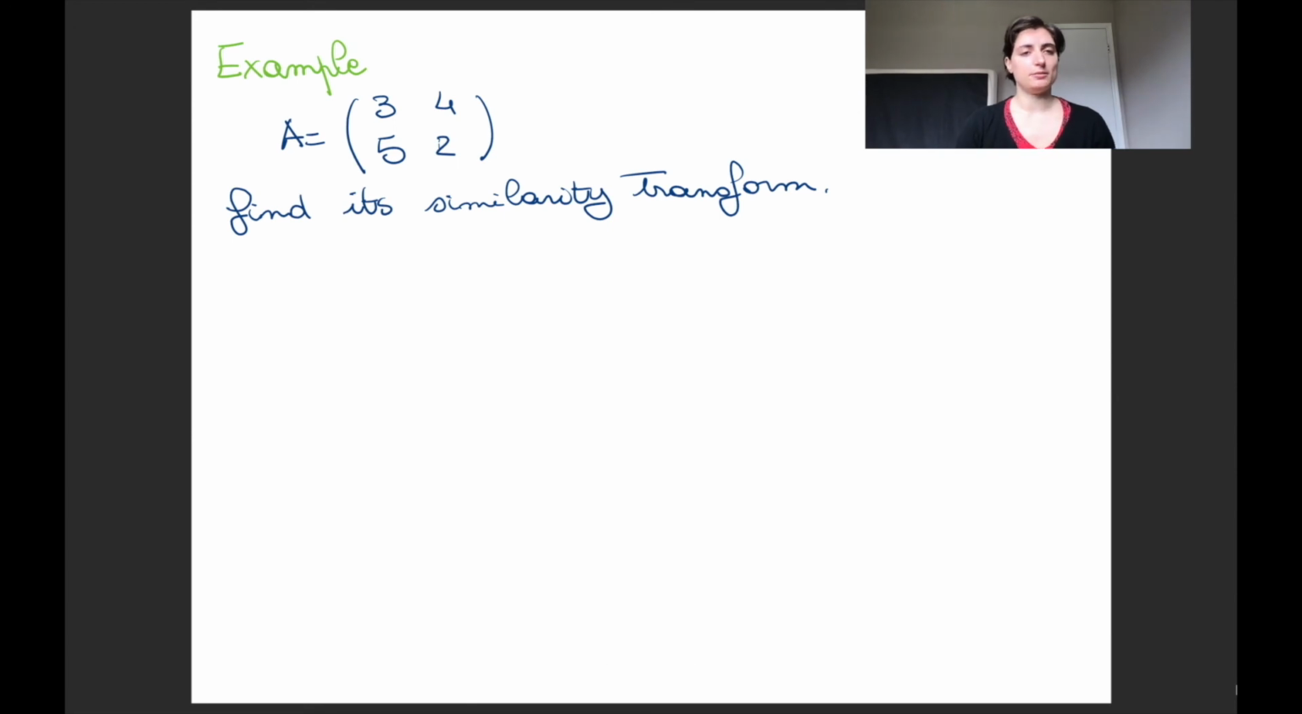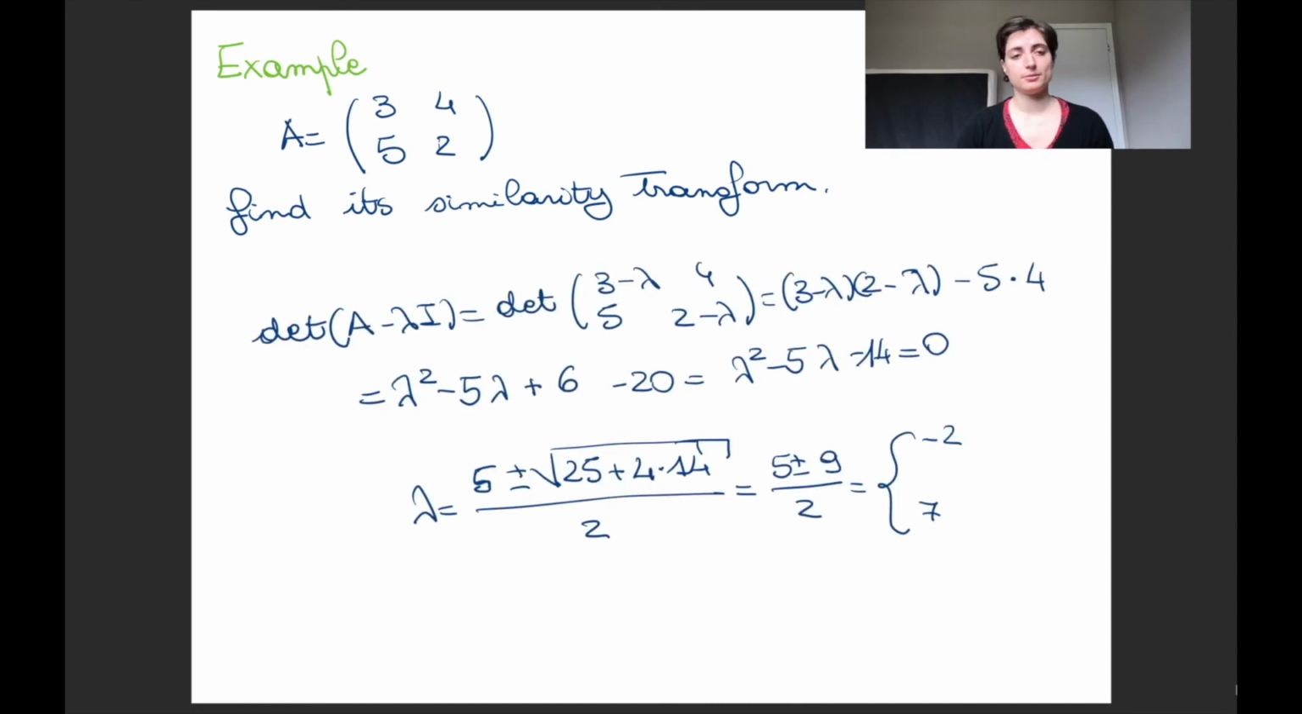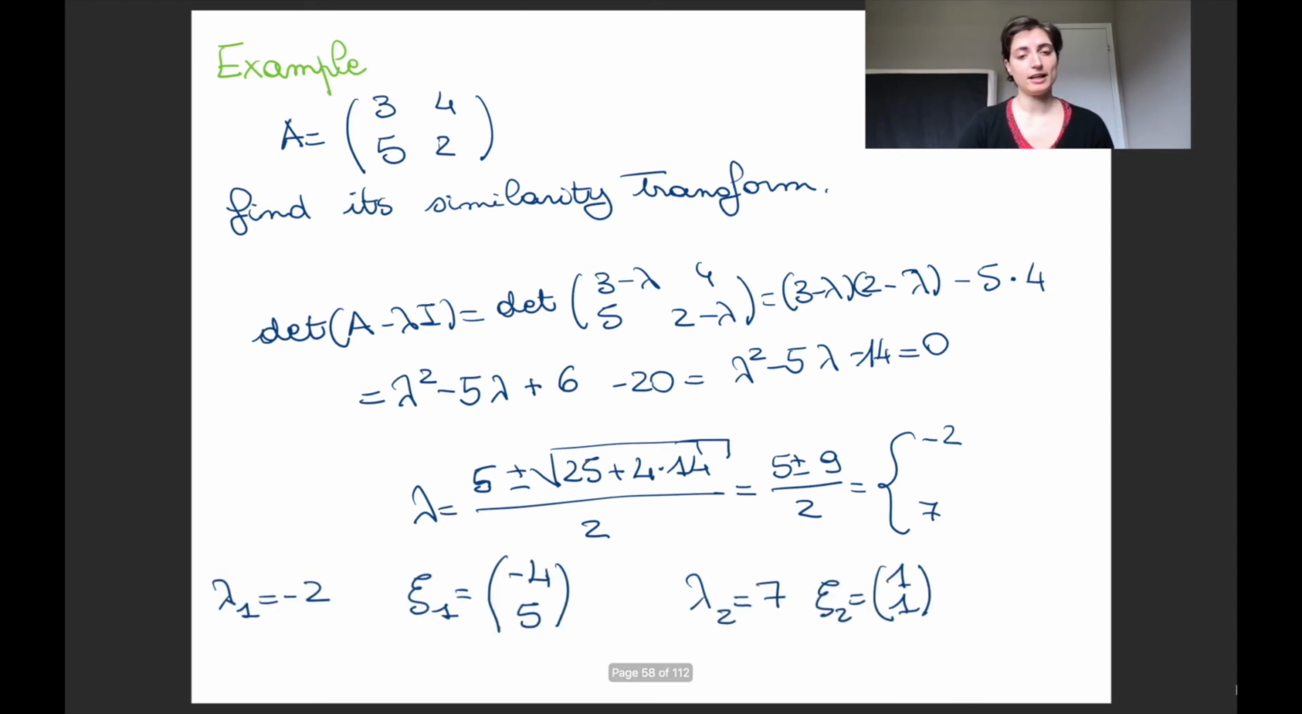So let's do an example. Let's take a matrix 3, 4, 5, 2. And we want to find its similarity transform. The first step is we compute the eigenvalues. We find the eigenvalues being -2 and 7. Now that we have the eigenvalues, we want to find the eigenvectors. We find the eigenvectors -4, 5, and 1, 1.